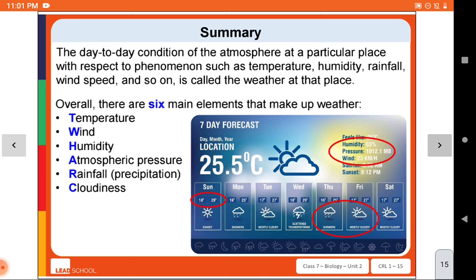So at the last we summarize the whole discussion. The day-to-day atmospheric condition at a particular place with respect to temperature, rainfall, humidity, wind, and so on is called weather at a place. So we have discussed 6 elements. The first element is temperature, second is wind, third is humidity, fourth is atmospheric pressure, fifth is rainfall, and sixth is cloud.